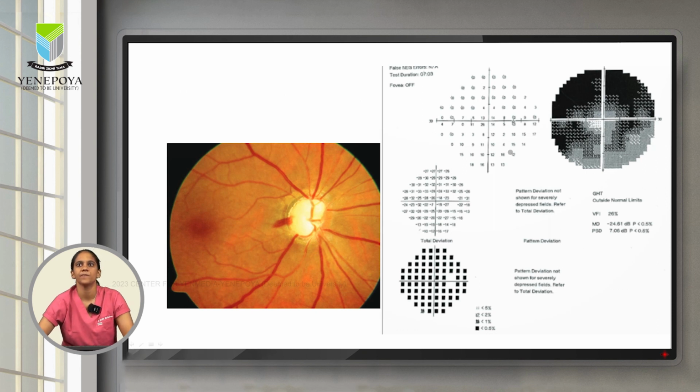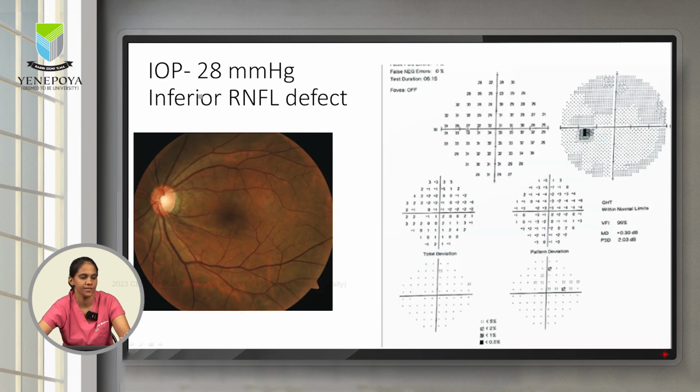And finally this one. There is less than 10 degrees of vision remaining in the patient, barely anything is remaining. GHT outside normal limits, visual field index is only 26%, p less than 0.5. What is this? This is a splinter hemorrhage called what? Drance hemorrhage. Drance hemorrhage is something that you see in a normotensive glaucoma patient, and it's not a good sign to see. That means the patient has a probability of progressing to primary open angle glaucoma.